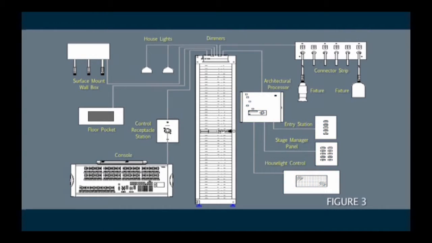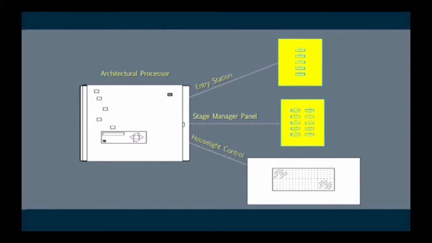Architectural control just means that there are wall stations or some kind of stage manager's panel, some other form of control other than a control console being used.